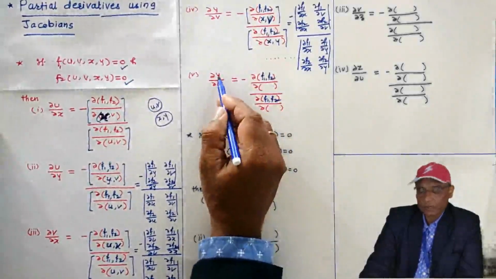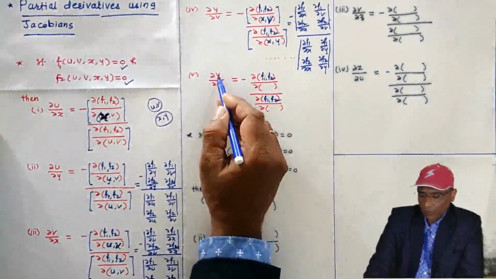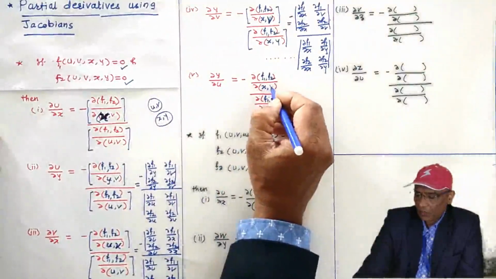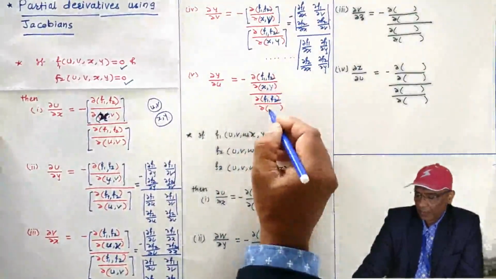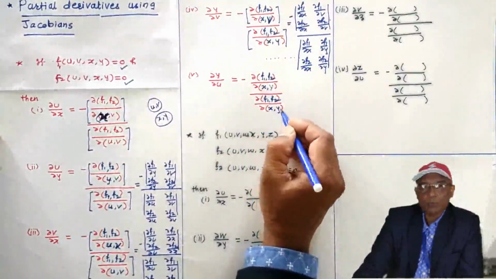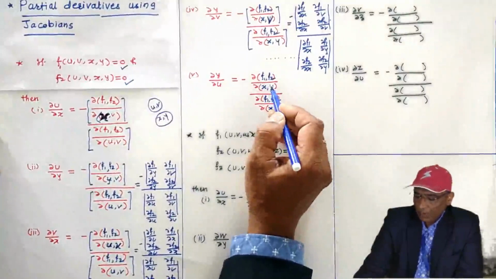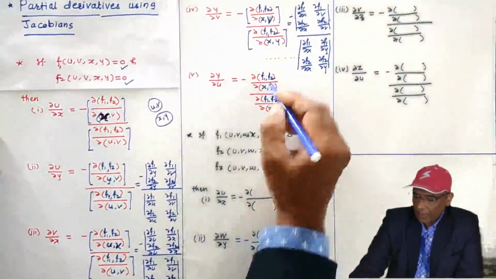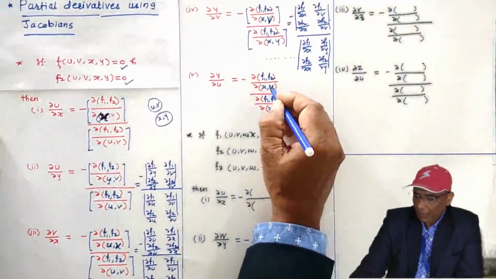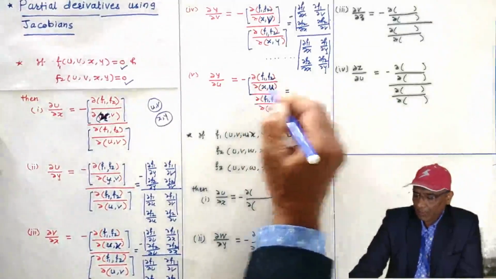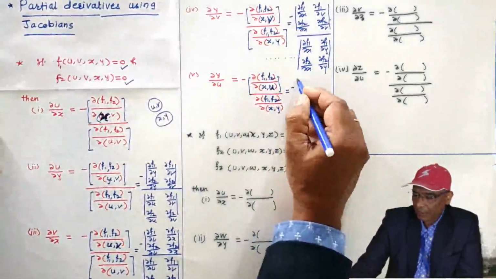Then in this numerator's variables, y comes under the group of x, y. So here I am writing x, y, xy. Now, complete the formula. Replace y by u in the numerator's Jacobian. Now, this Jacobian can be written by definition.